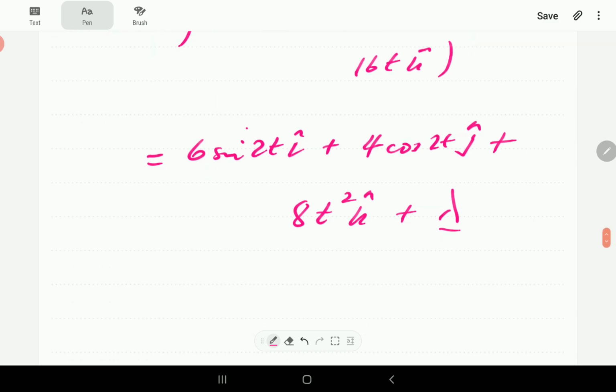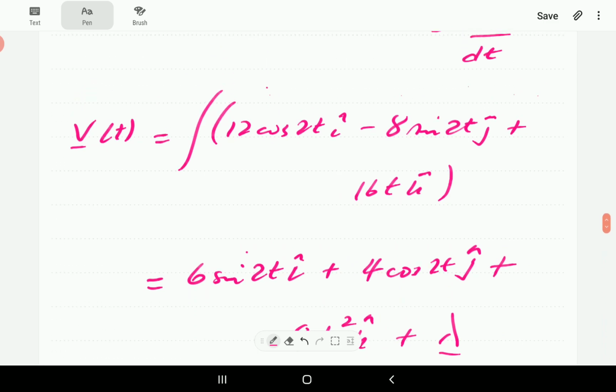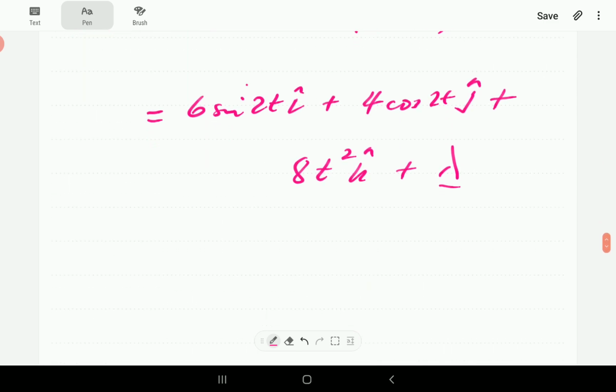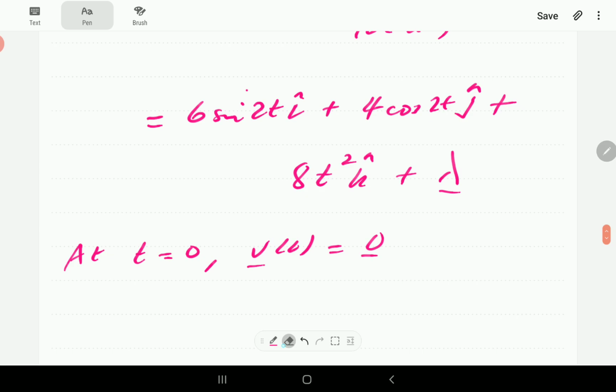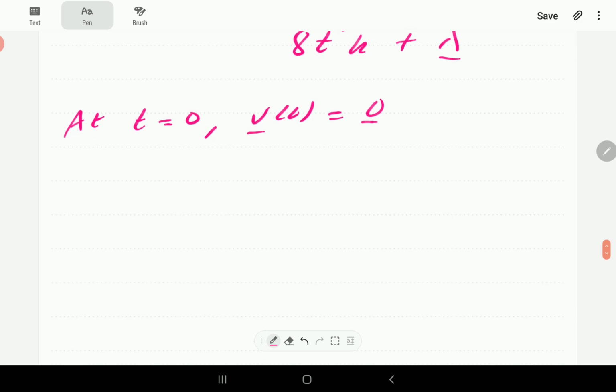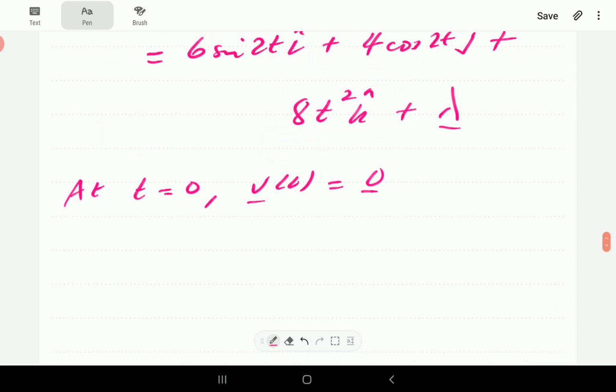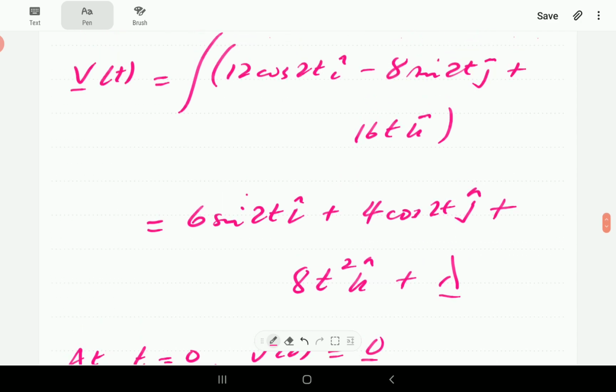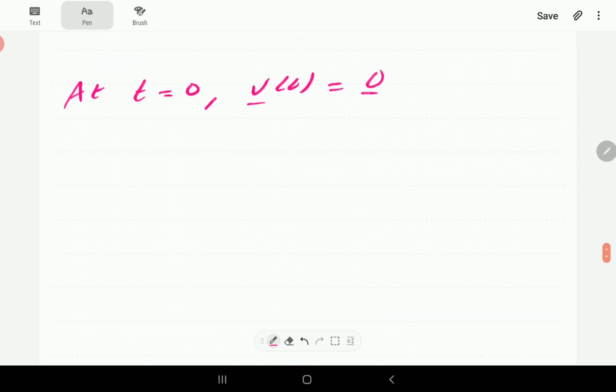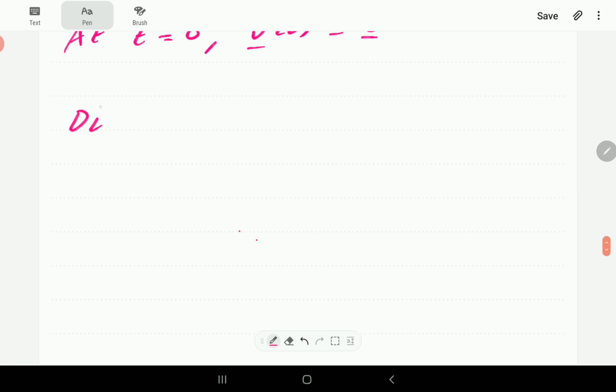And then this is going to be plus some constant, but this constant is a vector because we're integrating a vector. Now we are told that at time t equal to 0, the velocity is 0. So that means if we plug in t equal to 0 here, we must get the 0 vector. So on the left hand side we have got velocity here, so that should be 0. So that means 0i plus 0j plus 0k, so that's the 0 vector.